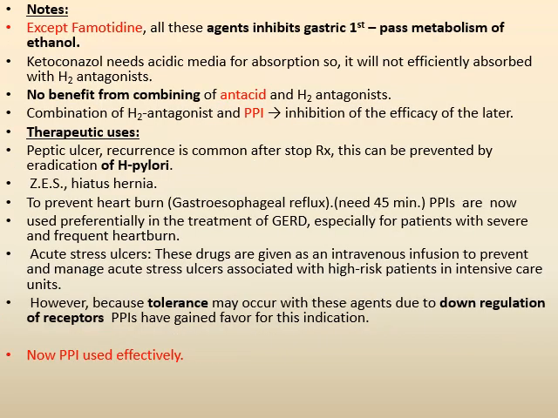H2 antagonists inhibit the gastric first pass metabolism of ethanol except famotidine, which is the one that does not inhibit the metabolism of ethanol in the stomach. Other agents will increase the duration of action of ethanol.